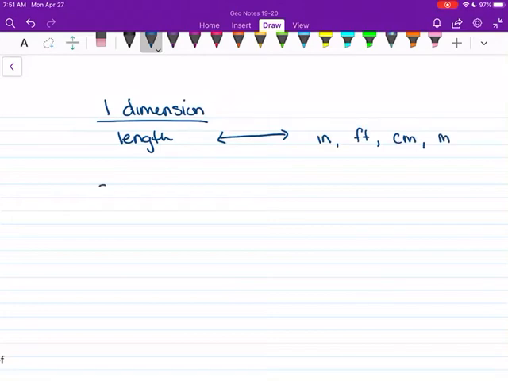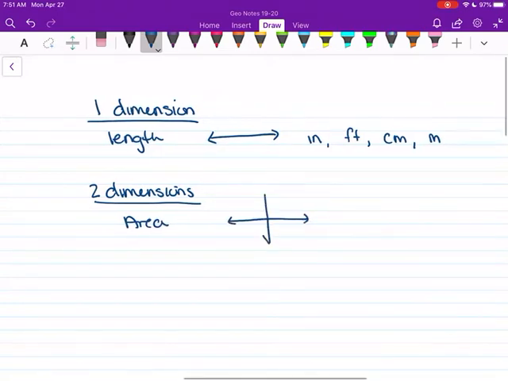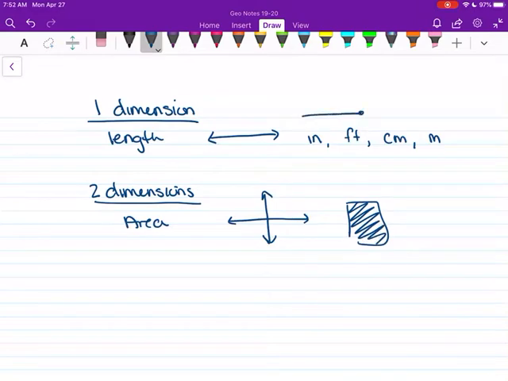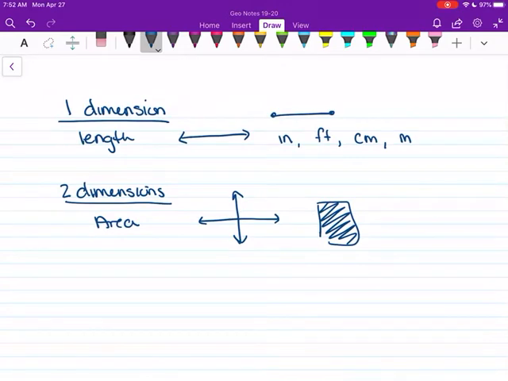If we have two dimensions, here we're talking about area, and we go from left to right, so that's one dimension, and we also go up and down. So this is when we fill in a whole area like this. First we could measure a segment like that. And so our units for area are going to be inches squared, feet squared, centimeters squared, meters squared. There's two dimensions, so we have an exponent of 2.